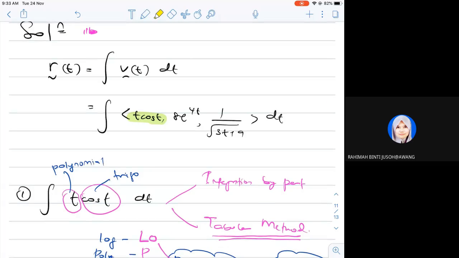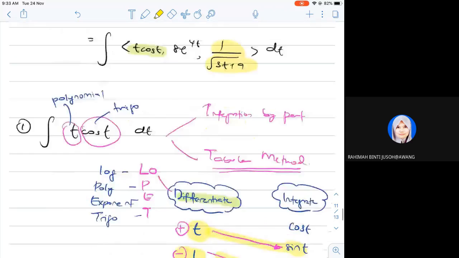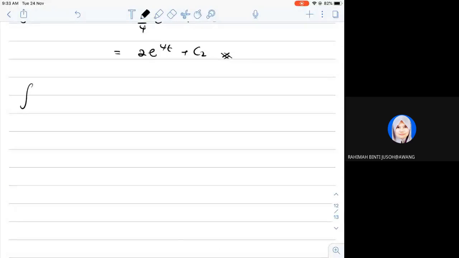Next, the third component, number 3, we have 1 over the square root of 3t plus 9. How do we integrate this? How to integrate a square root in the denominator? It is the power of negative 1/2. Okay, good. We use substitution, isn't it?